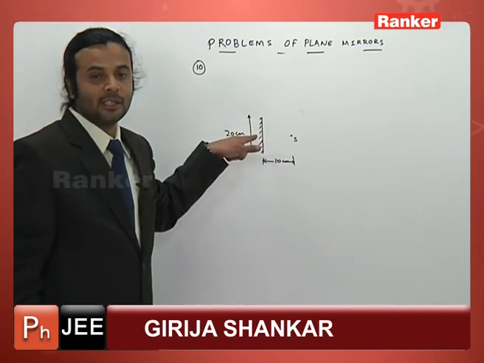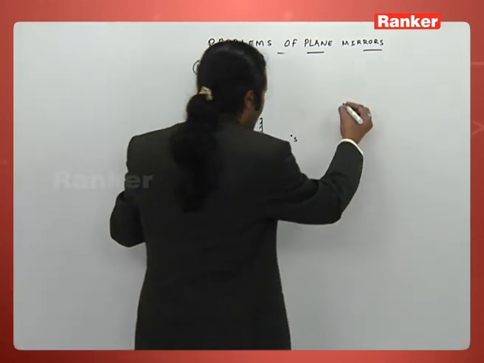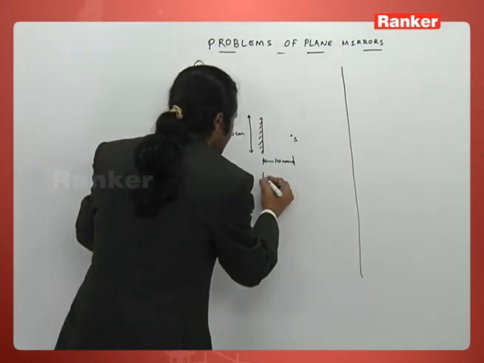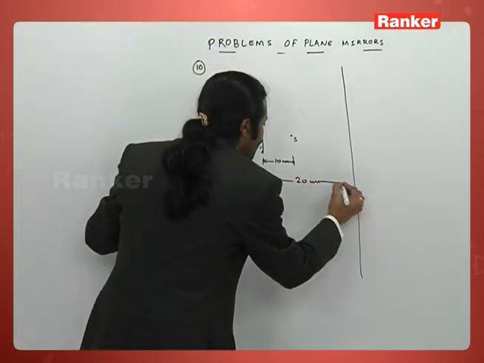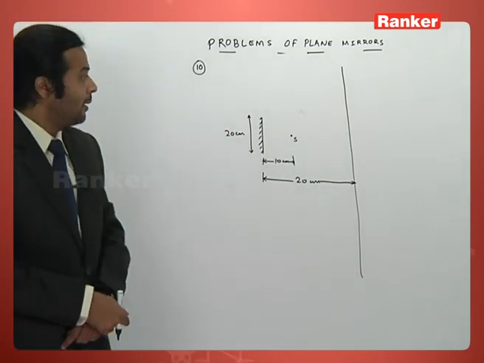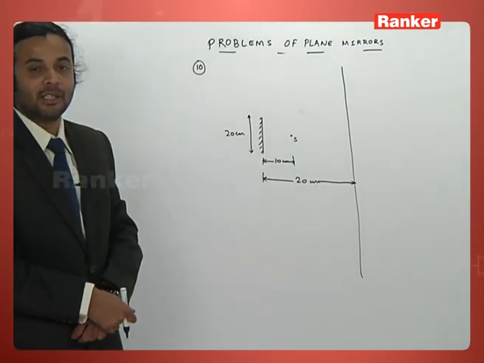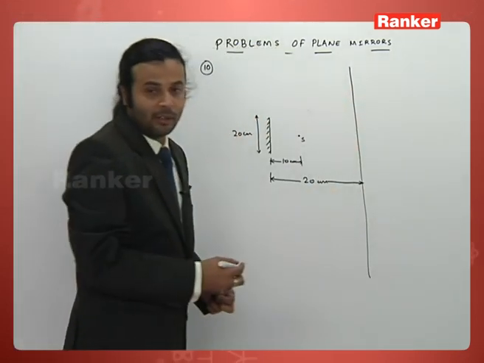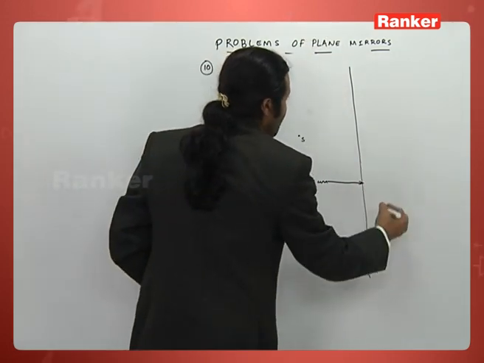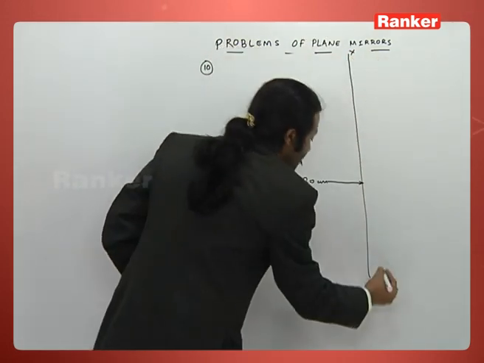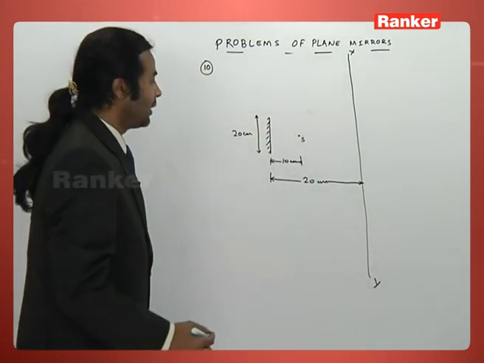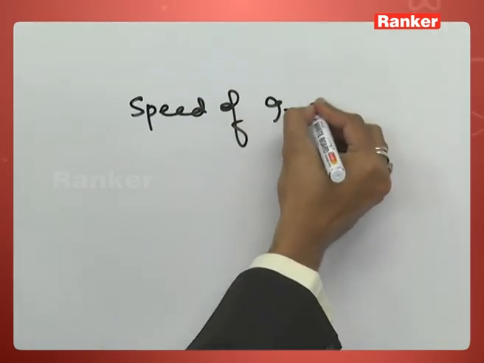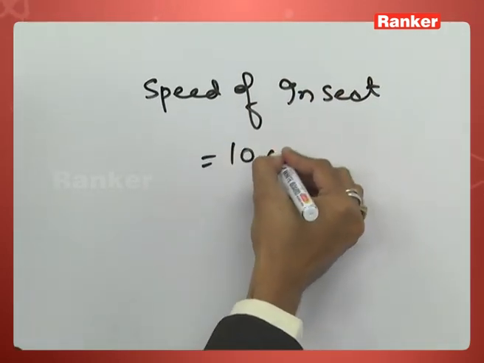An insect walks with a speed in front of a mirror. That means the insect is walking in this way at a distance of 20 centimeter from it, as shown in the figure. Find the maximum time during which the insect can see the image of the source S in the mirror. Now the insect is walking along this line, let this be XY. The insect is walking along this line with a speed of 10 centimeter per second.